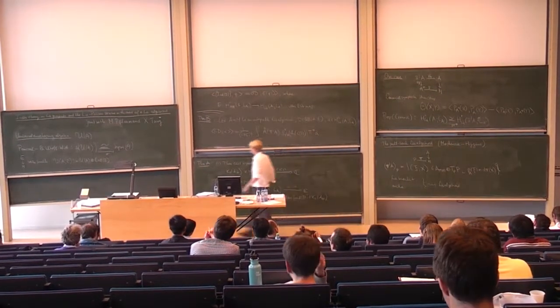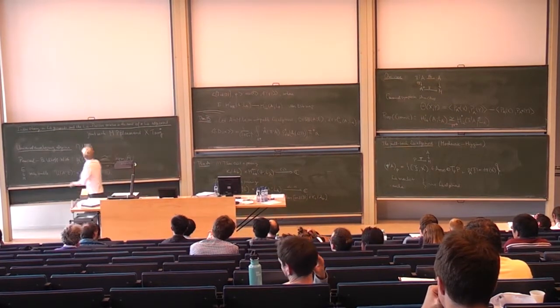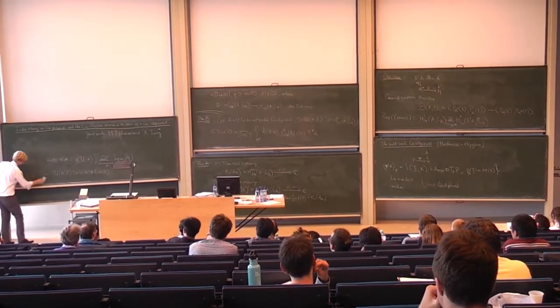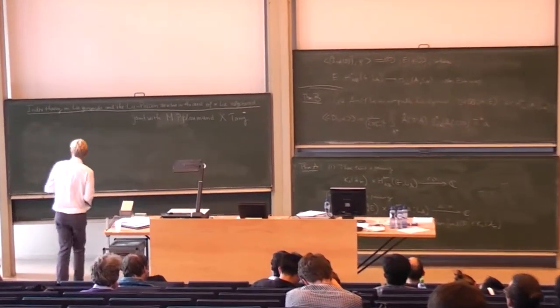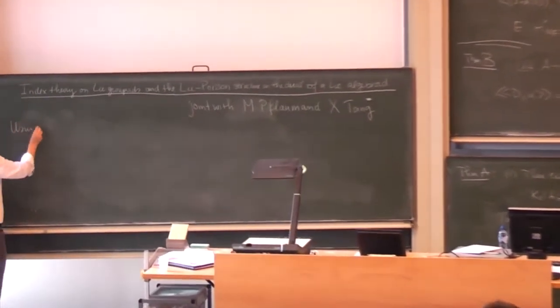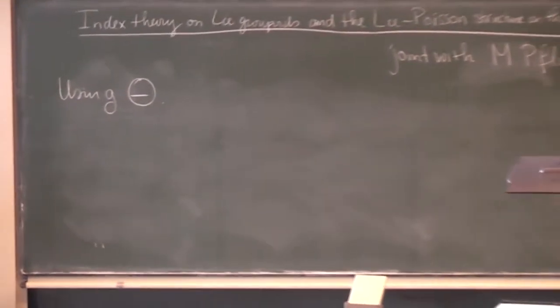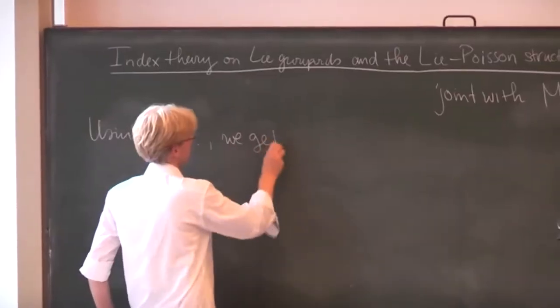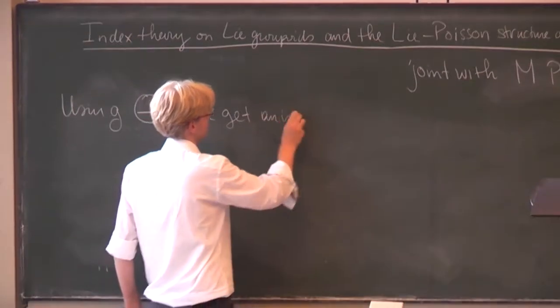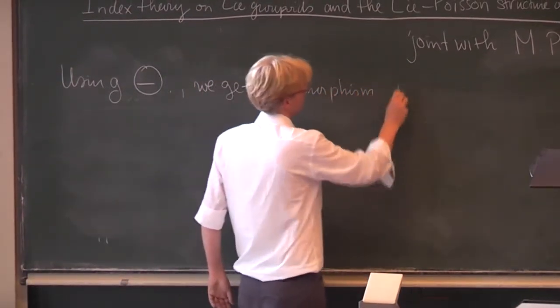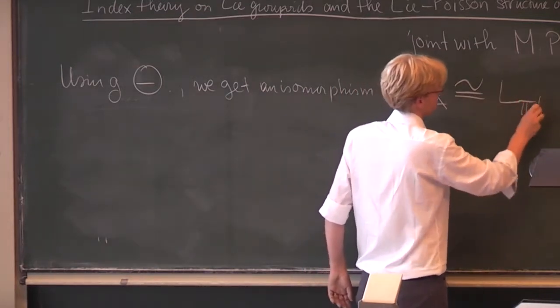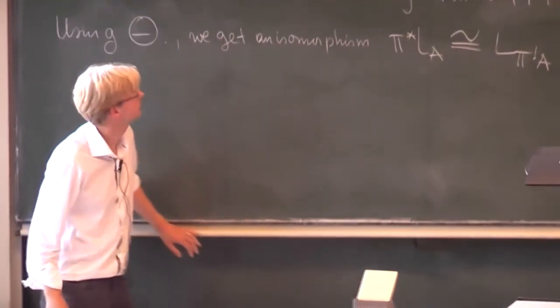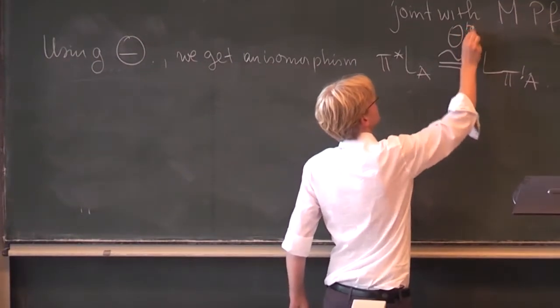So there's one more thing I need to explain to you, and then at least you can understand the statement. So then I have succeeded in what I wanted to tell you. So I have this canonical symplectic structure. So using theta, I can take the top exterior power, and that you can use to get an isomorphism between the pullback of L of A and the line bundle associated to this new Lie algebroid pi shriek of A. So this is basically tensoring with the top exterior power of theta.